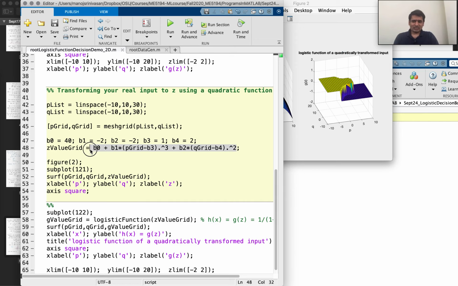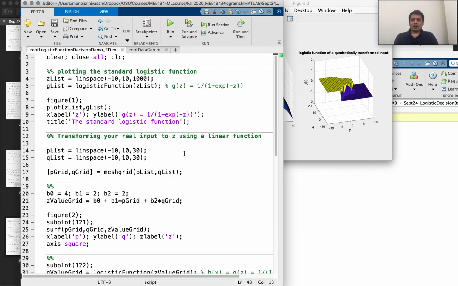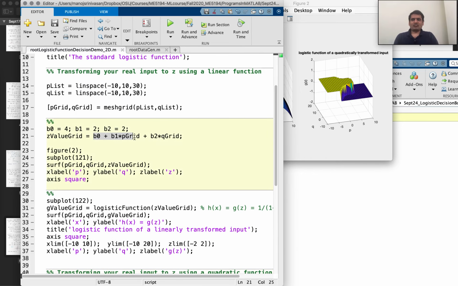The separating boundary actually can be gotten by setting whatever this expression is to 0. If you set this expression to 0, that's the separating boundary for all these things. Okay, so that's important to realize. Whatever expression of the inputs is equal to z, if you set z equal to 0, that's the separating boundary. Okay. Let's switch to notes and we'll see some more examples in a minute.